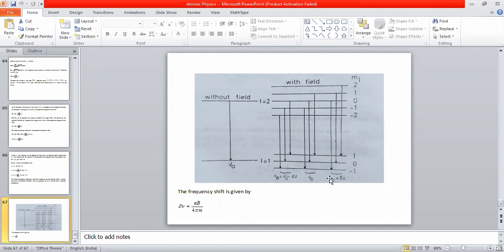So we can conclude that although there are 9 transitions possible, we observe only 3 spectral lines. The middle 3 yield one spectral line having the same frequency as the original line. The left 3 give one spectral line having frequency slightly lesser than the original line, mu naught minus delta nu, where delta nu is EB divided by 4 pi m. And the right extreme three lines together give one spectral line.